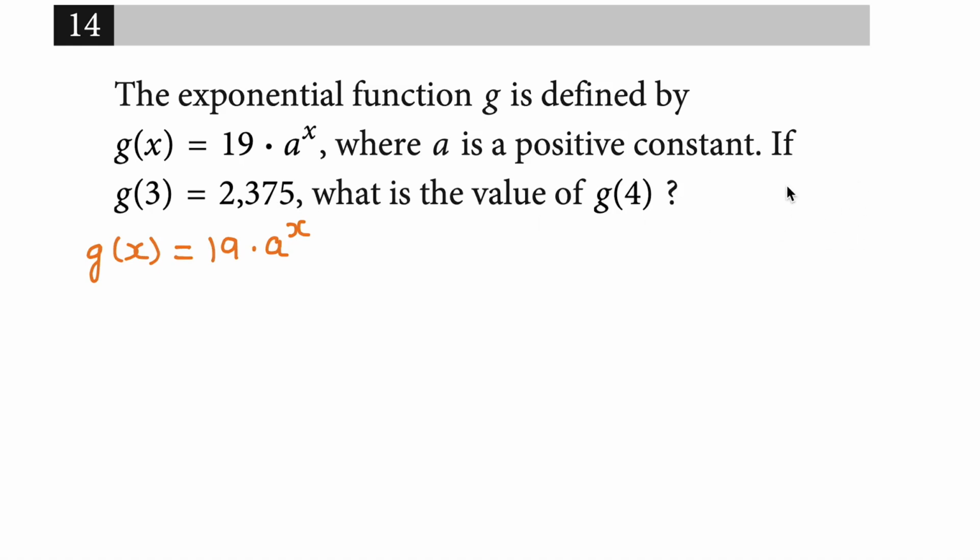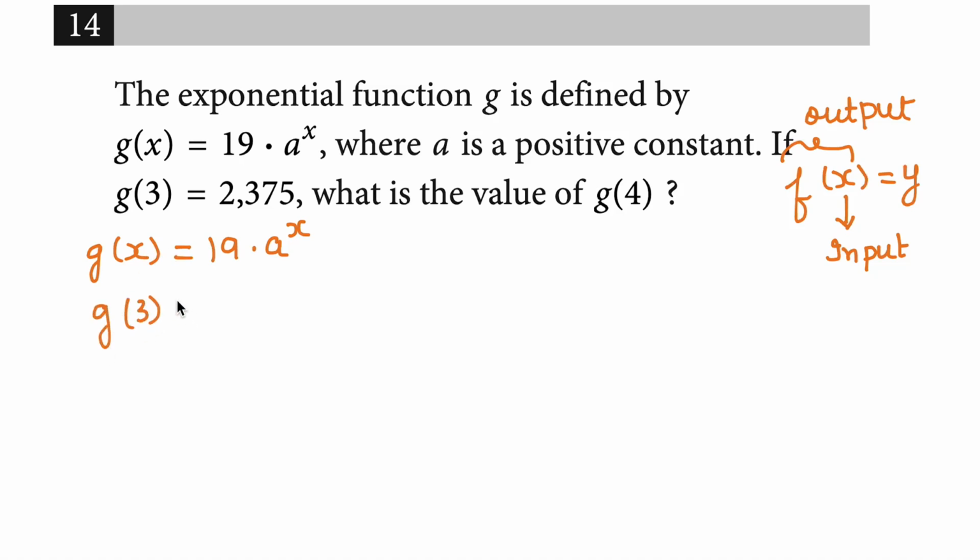2375. If I say f of x is equal to y, in this case x is the input, that is the value of x, right? And whatever is this whole thing, that is actually the output. So if I see g of 3, that means I have to replace x with 3. So g of 3 is equal to 19 times a to the power 3.